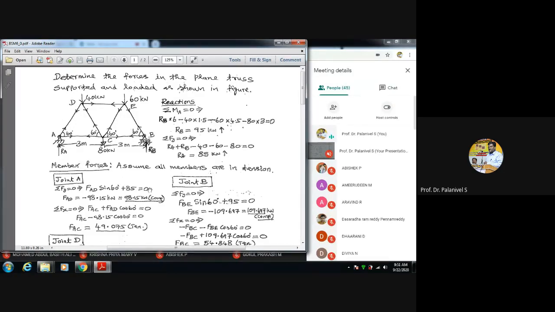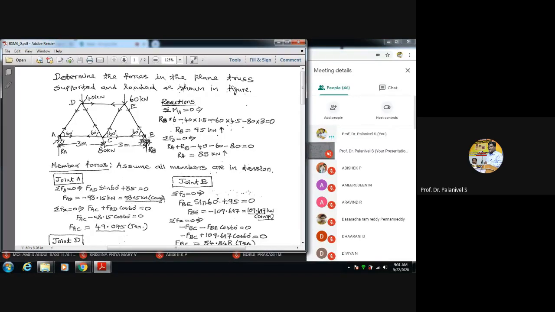We are adopting sign convention like this: upward positive, downward negative, like that we are summing up. That is equal to 0. From this, force in the member AD is found to be minus 98.15. The minus sign indicates that particular member is in compression, not in tension. That is why 98.15 kilonewton compression.